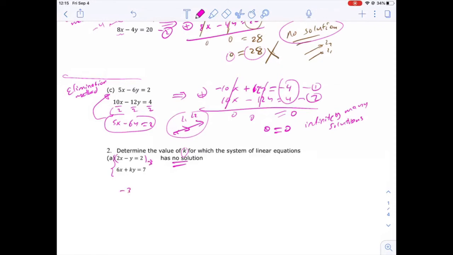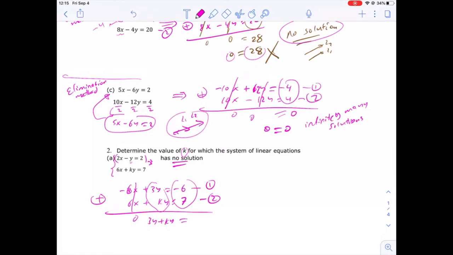So the first equation becomes -6x plus 3y when we multiply -y by -3, equals -6. The second equation stays the same, and then we add, so this is 0. And the second part is 3y plus ky equals the right hand side, which is -6 plus 7, that is 1. But we want to find the value of k that makes the left hand side equal to 0. So we have y times 3 plus k equals 1.